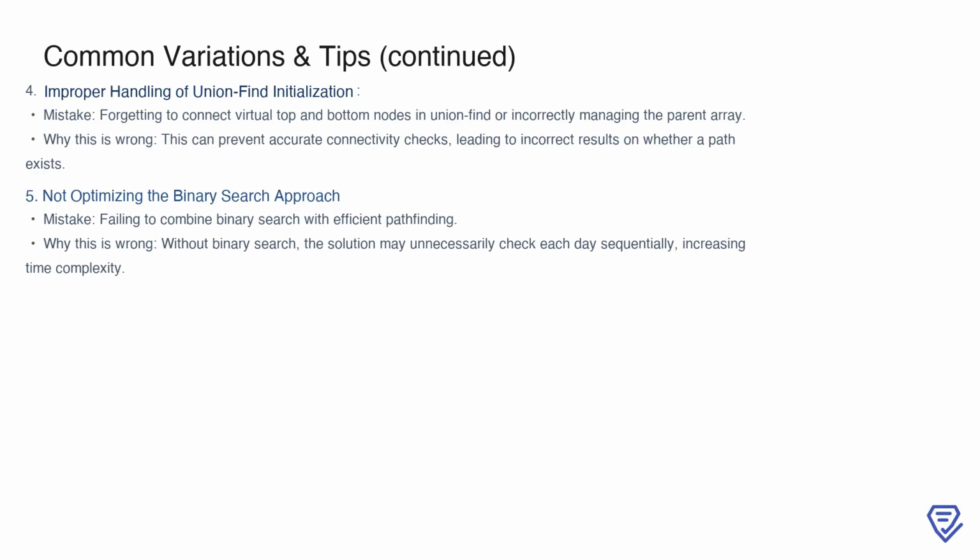This is a critical detail to get right because UnionFind relies on these virtual nodes to assess whether a path exists across the grid. Additionally, the binary search approach must be optimized. If you don't combine binary search with an efficient pathfinding method, you might end up sequentially checking each day, which significantly increases the time complexity. By integrating binary search with a faster algorithm like BFS or UnionFind, you can reduce unnecessary computations and improve the overall efficiency of your solution.